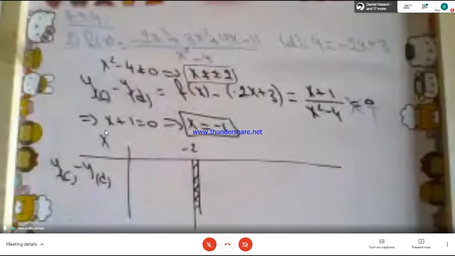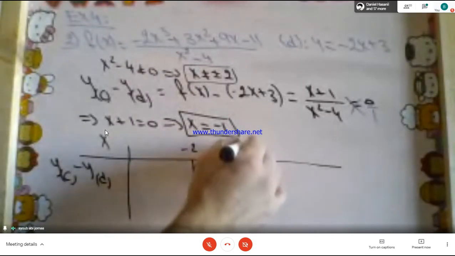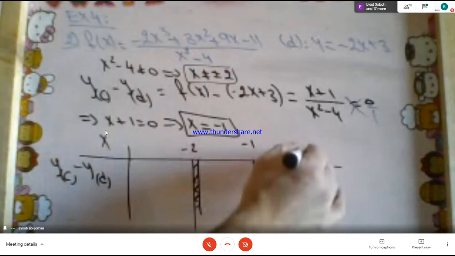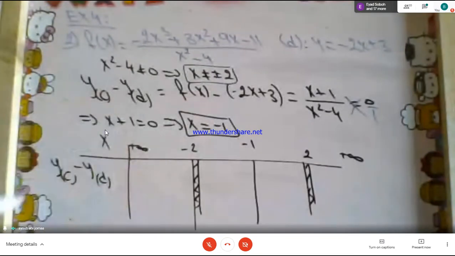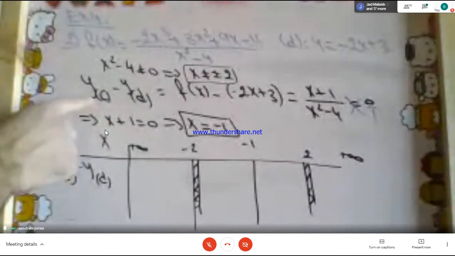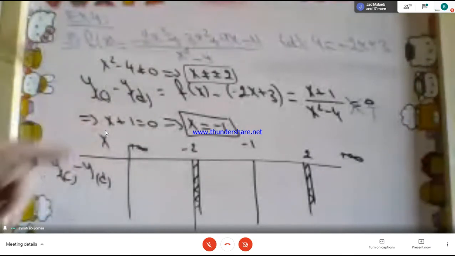And the negative 2. Yes, negative 1 and 2. Does not equal negative 1? What is y of c? The function y of the curve, c is the curve.